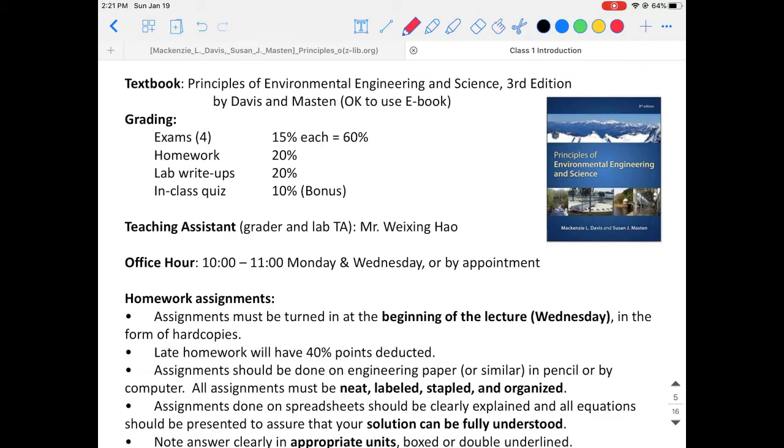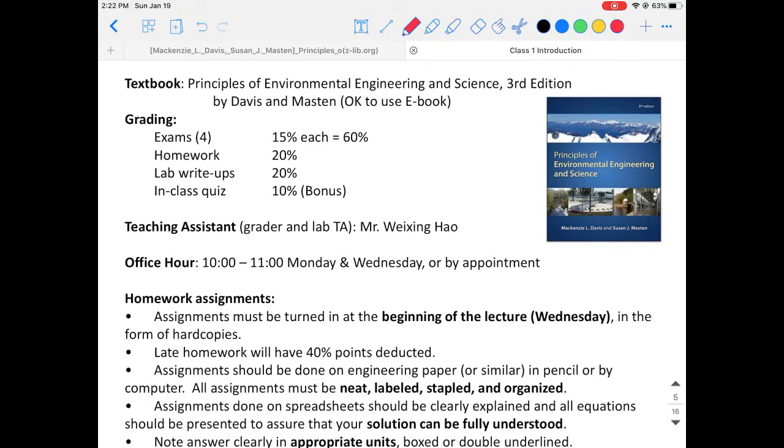The homework covers 20%. The lab write-ups contain 20%. Since these 3 items add up to 100%, for class participation, I'm going to evaluate you with in-class quizzes, and that's going to give you a 10% bonus. So you have to be in the class to fill in these quiz problems, and you can get the bonus points.